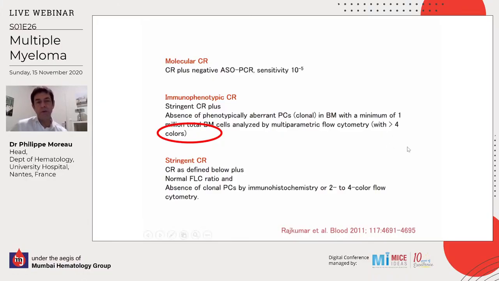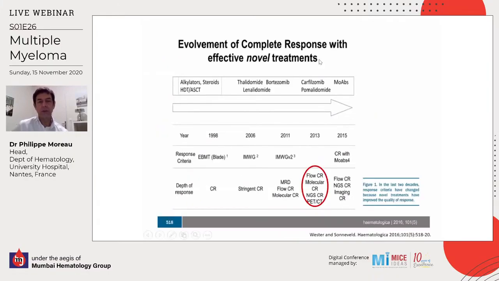Immunophenotypic CR was stringent CR plus the absence of clonal cells with 4-color cytometry. So for the first time, 10 years ago, we introduced the idea of assessing the tumor clone within the bone marrow with 4-color flow cytometry. And we know that now we are going to use next generation flow. We can also assess next generation sequencing and PET-CT.